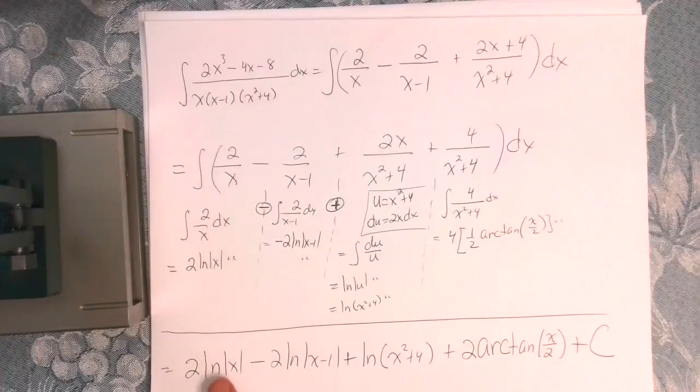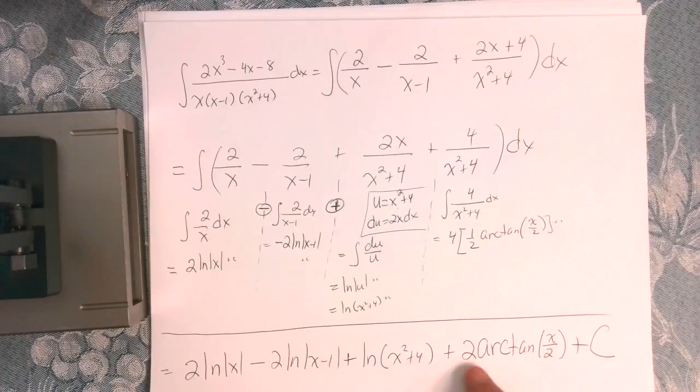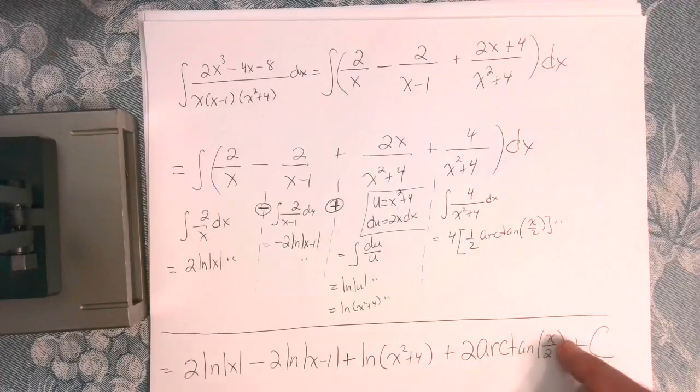So we've got 2 times the natural log of absolute x minus 2 times the natural log of absolute x minus 1 plus the natural log of x squared plus 4 plus 2 times the arctangent of x over 2 plus c.